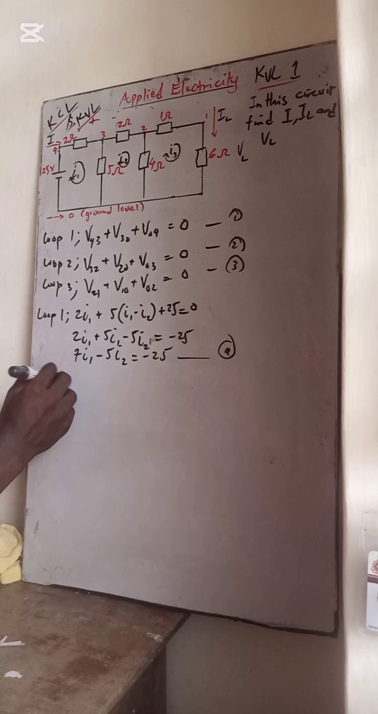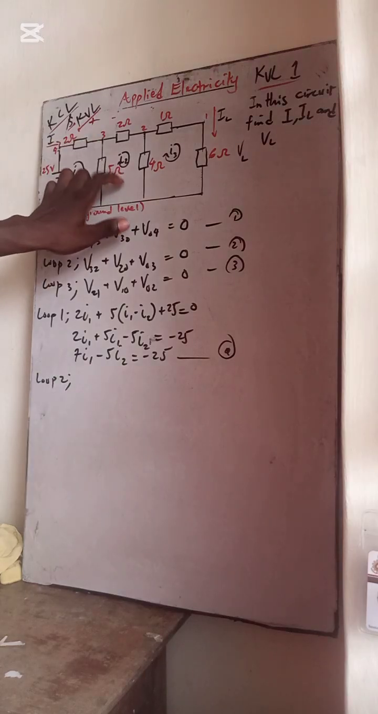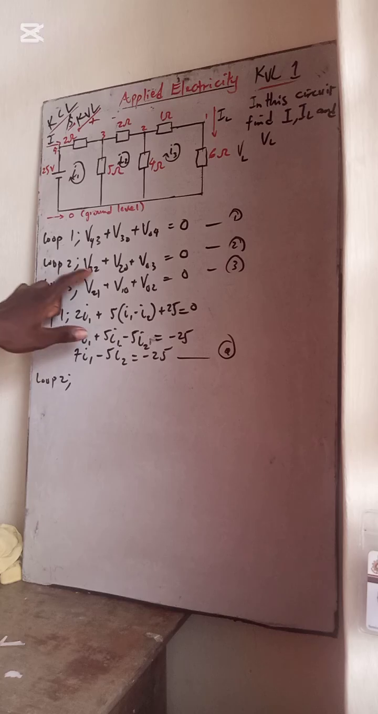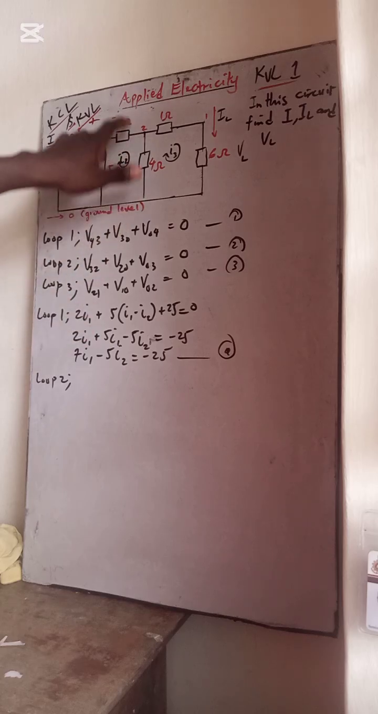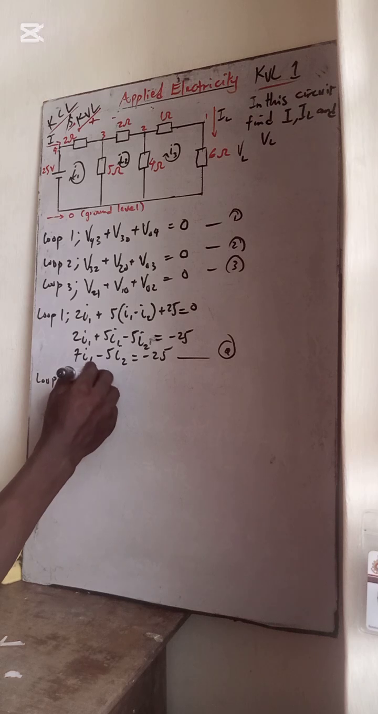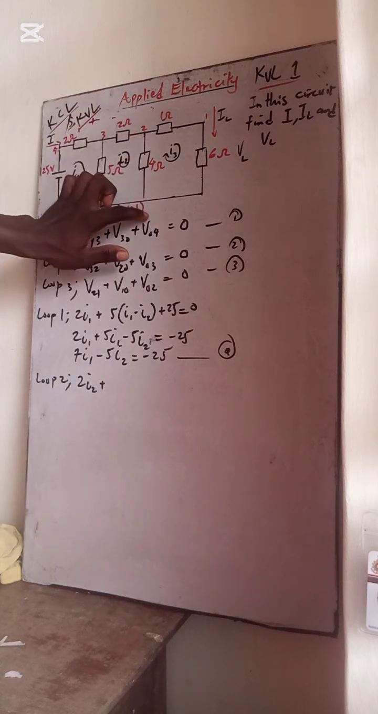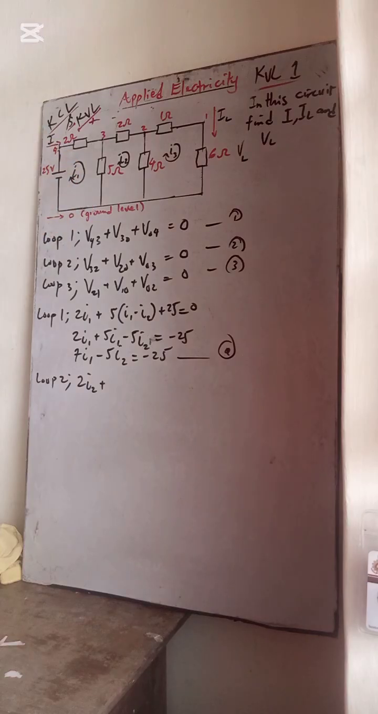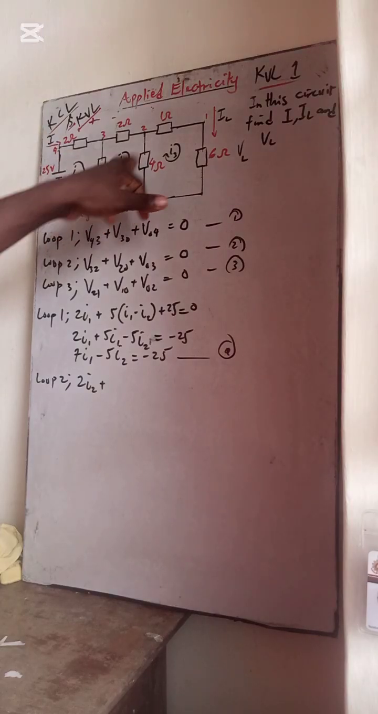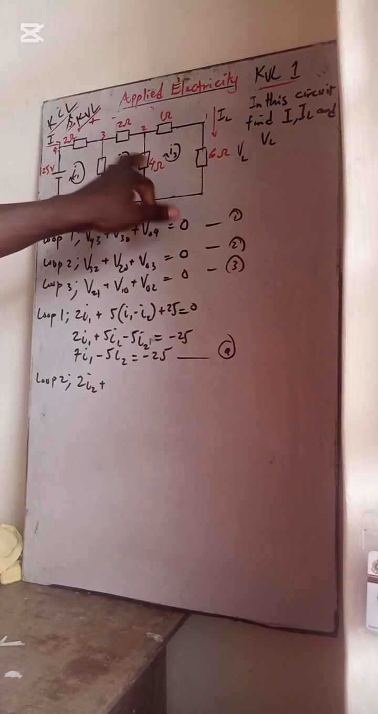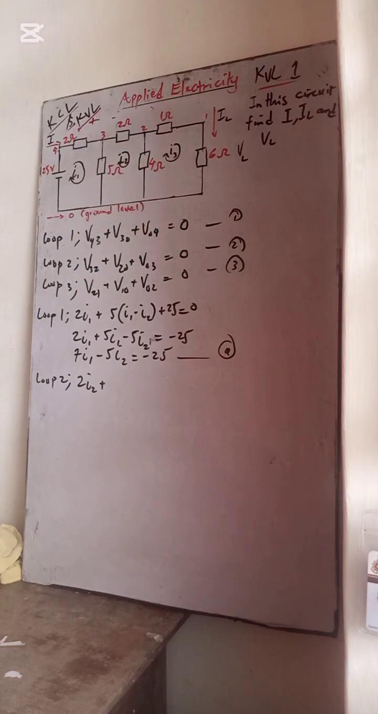Our loop 2. What do we have in loop 2? This is loop 2. So we deal with V32 first. And what is that? It's going to be I2 multiplied by 2. So that's 2I2 plus, for 2 and 0, what is the voltage there? We have IR, I2 and I3. This resistance is the same for both sides. So it's going to be what? I2 minus I3 multiplied by 4 ohms.